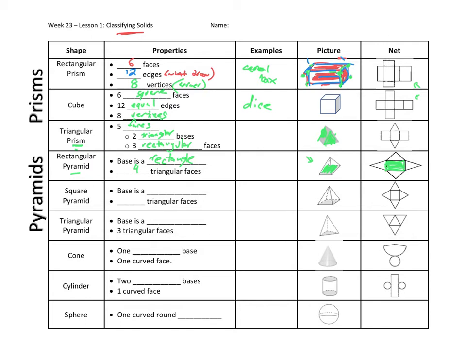Okay, so next we have a square pyramid. So like a rectangular pyramid, but it just has a square as its base. So the base is a square. It still has 4 triangular faces.